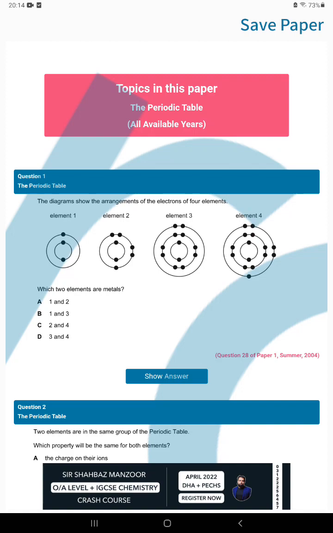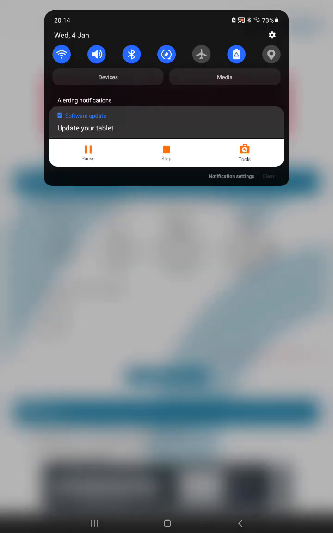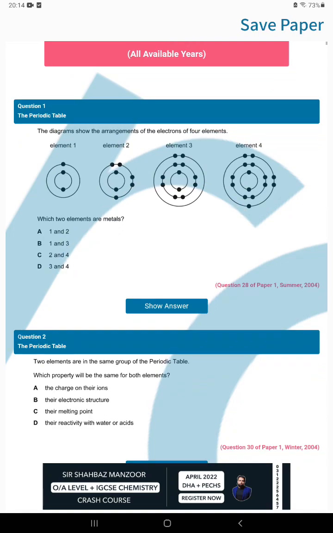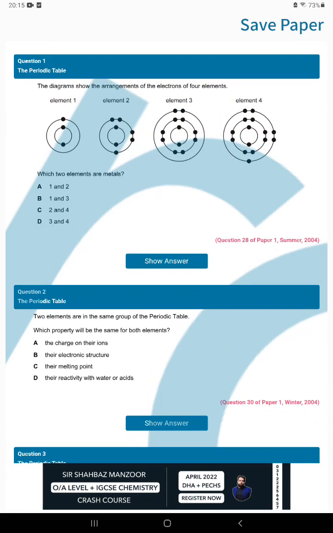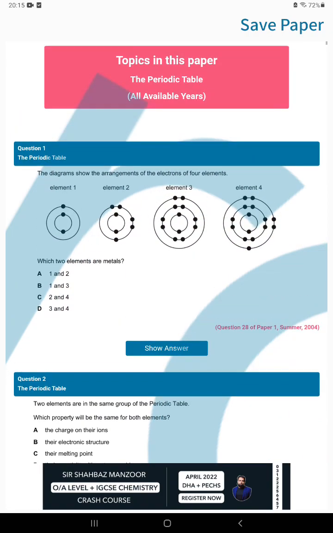So, in this video, we'll be doing the P1 questions of the periodic table chapter of chemistry. This is the app called Rove Papers. You can download it and get the past papers.